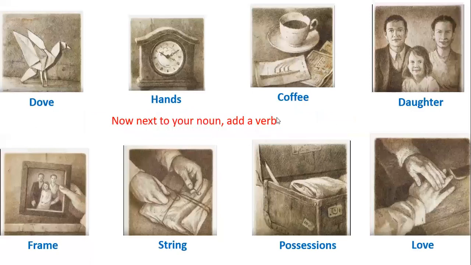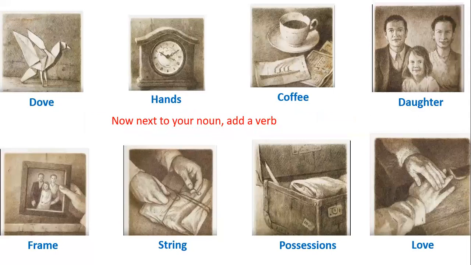Okay, so let's see what they are. We've got a dove, hands of a clock going round, a coffee cup, and I can also make out what looks like a ship on a ticket. So they look like tickets and maybe a newspaper. Got a family all together. Got a frame with a family in and a hand holding it.